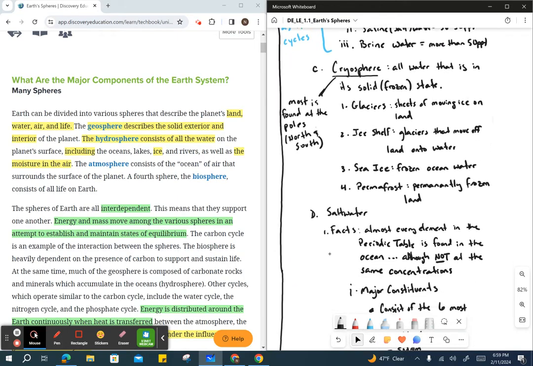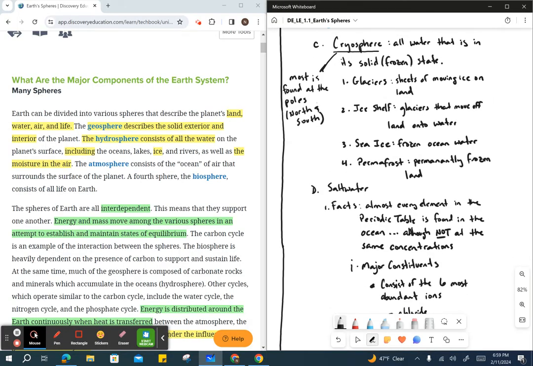Okay, now the cryosphere. Cryosphere is all frozen water. Typically, you should be thinking glaciers, which are those moving ice sheets on land. Ice shelves, those are glaciers that have moved off the land onto the water. Sea ice, frozen ocean water.